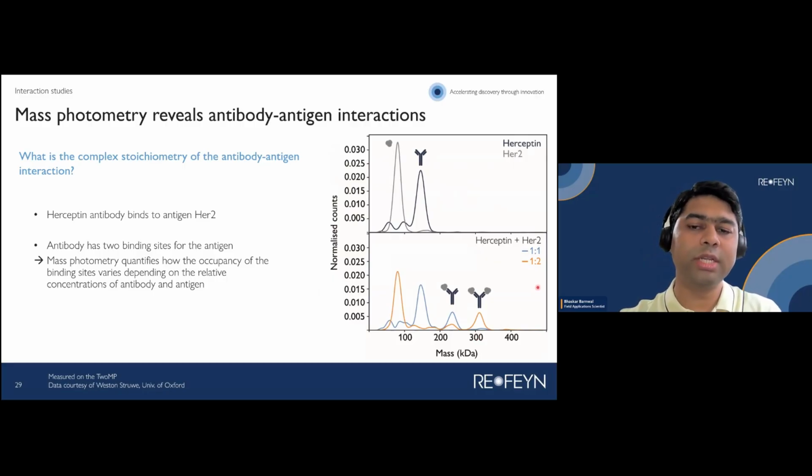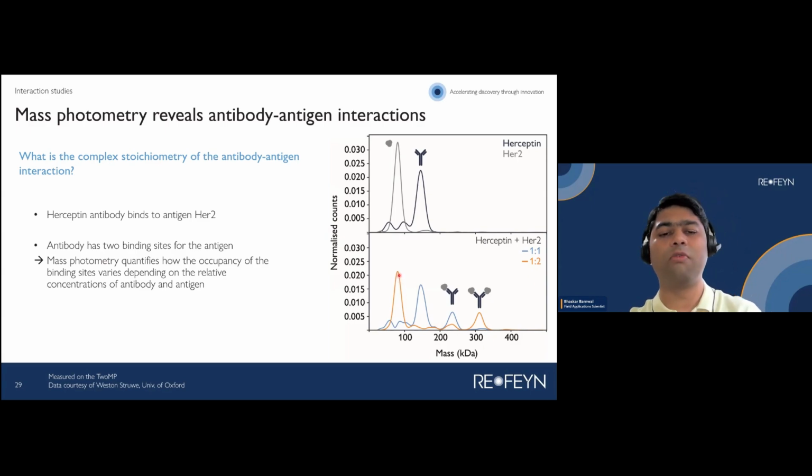But when it is mixed in 1:2 ratio, molar ratio, then what you see here is that the stoichiometry shifts towards the 1:2, and you see a major peak of 1:2 stoichiometry with very little of 1:1 stoichiometry in the picture. You also see a lot of excess of antigen here in this one, as we have added more of antigen in this particular reaction.